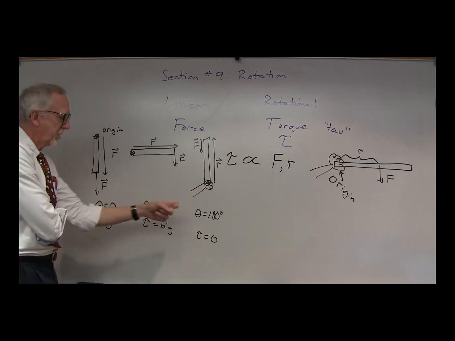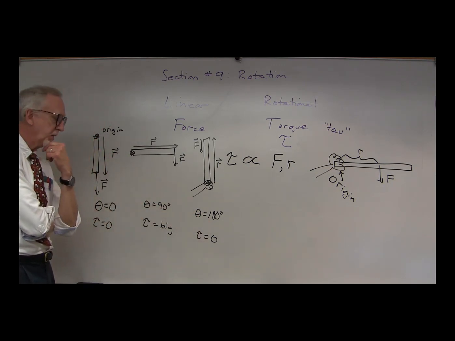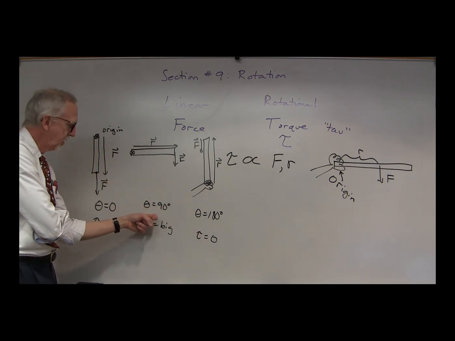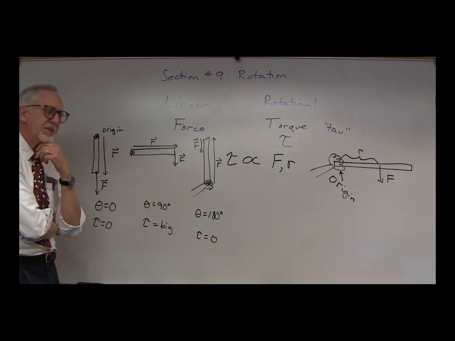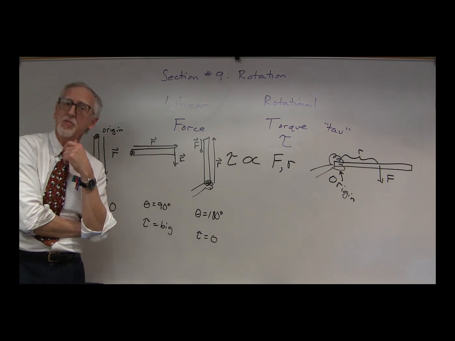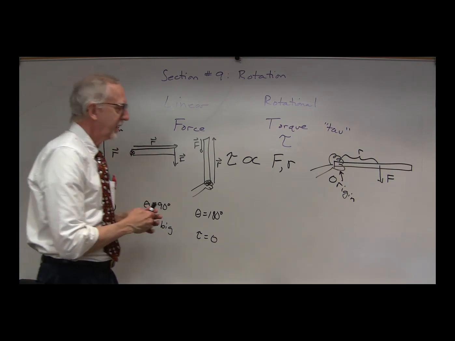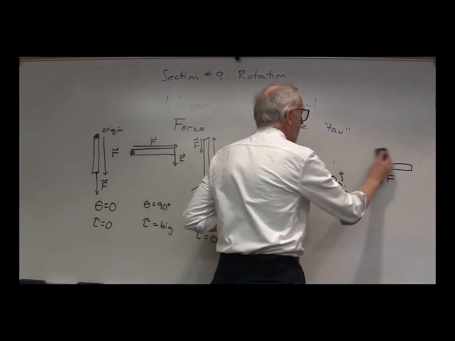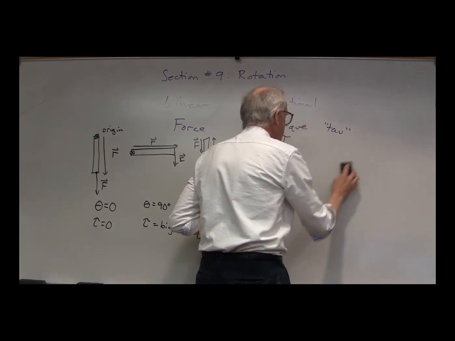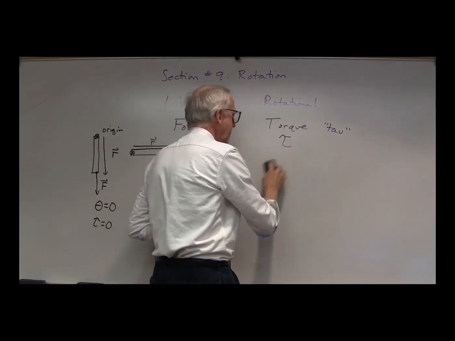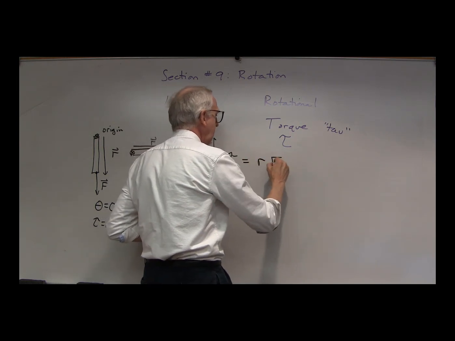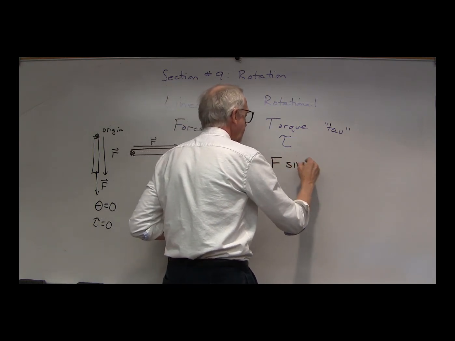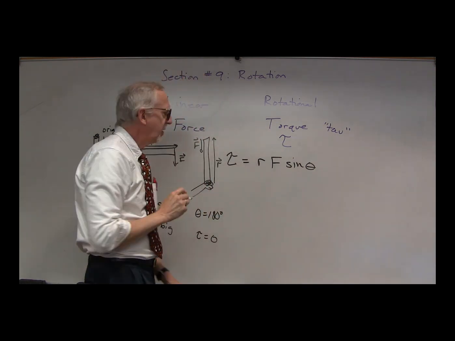It's 0 when theta is 0, 0 when theta is 180, and something bigger, or at least not 0, when theta is 90 degrees. What does that look like? Sine of theta, the sine of the angle. Well, it turns out those are the only things that the torque depends on, so we can write this as an equality. The torque equals R F sine theta. There we go. Very, very good.